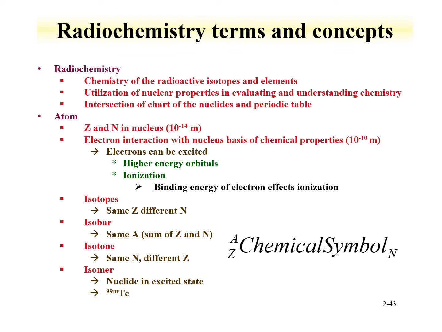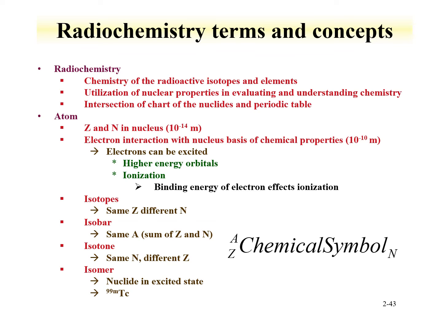And electrons can be excited, they can get into higher energy orbitals, they can undergo ionization. These binding energies of electrons can affect ionization. That changes some of the chemical properties, so different oxidation states. This will come into play more when we talk about the actinides, where there are multiple oxidation states. That has to do with the fact that electrons are being loaded up into those electron orbitals, and the energy differences between the different orbitals are very small.